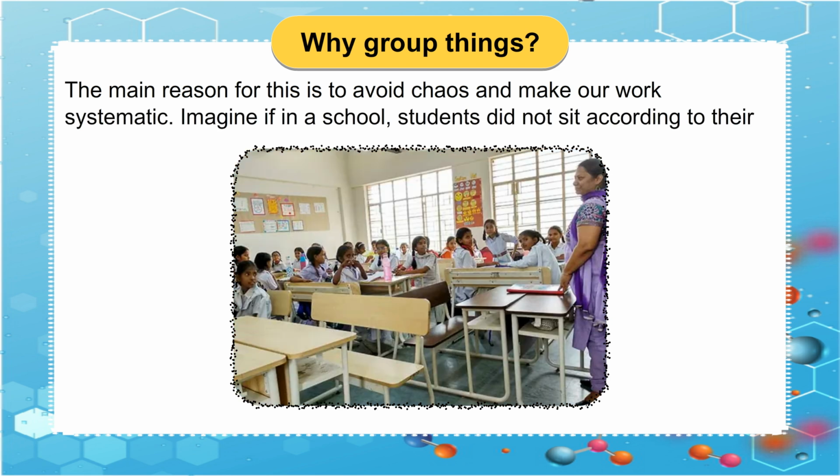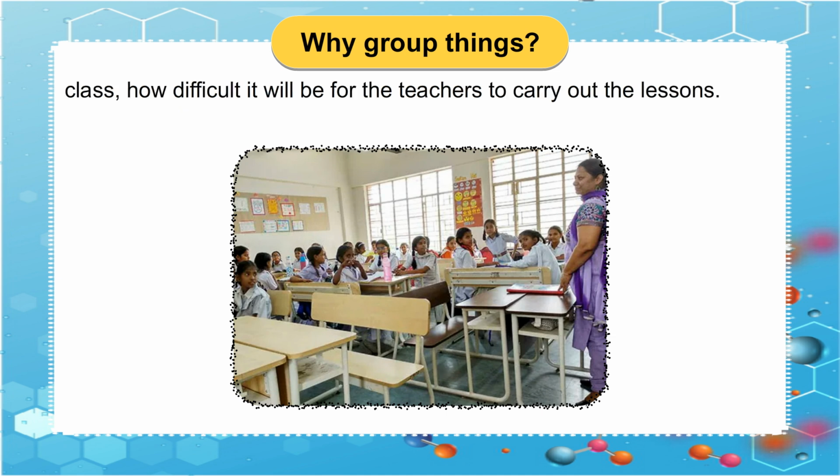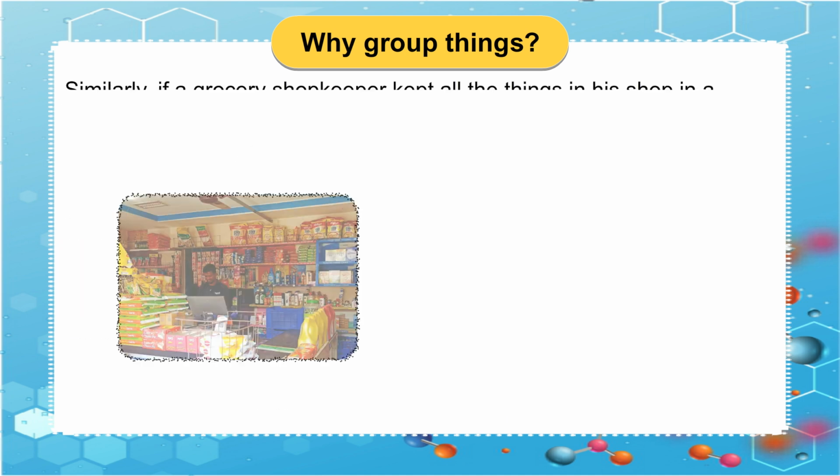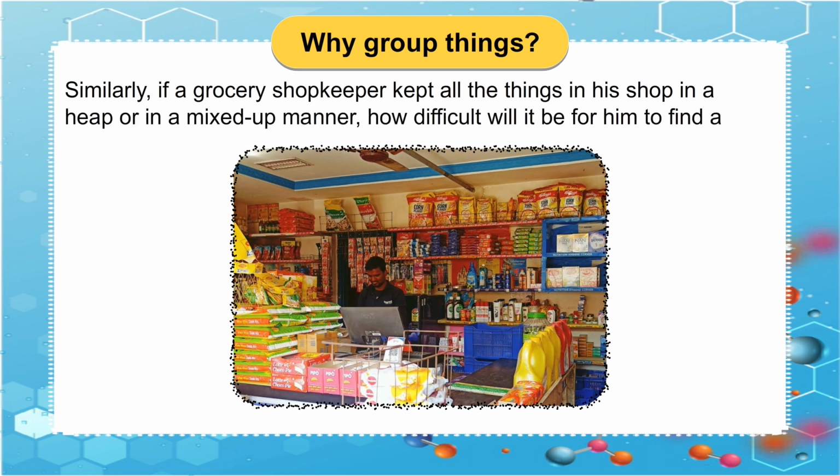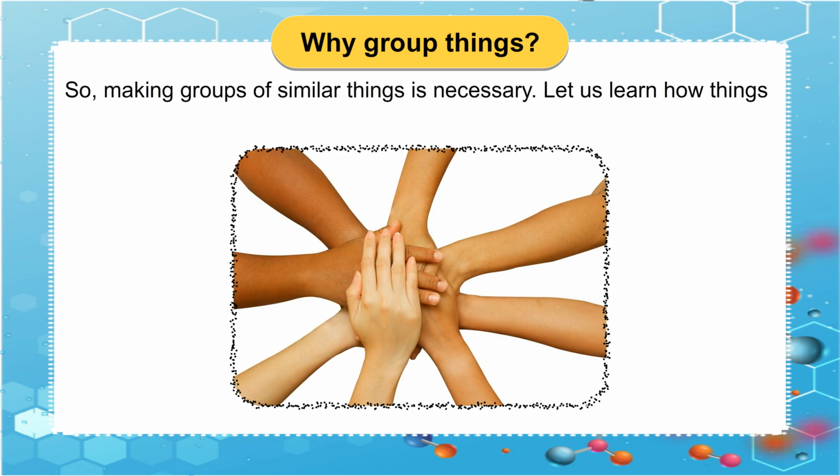Imagine if in a school, students did not sit according to their class, how difficult it would be for the teachers to carry out the lessons. Similarly, if a grocery shopkeeper kept all the things in his shop in a heap or in a mixed-up manner, how difficult would it be for him to find a particular thing? So, making groups of similar things is necessary. Let us learn how things around us can be grouped.